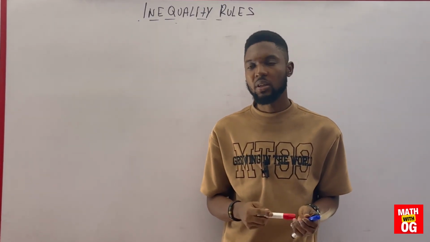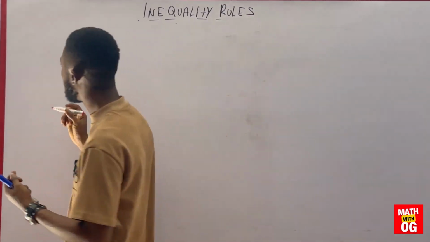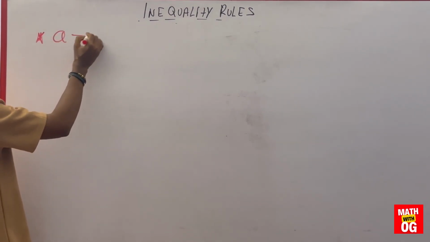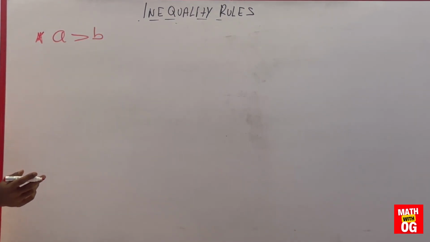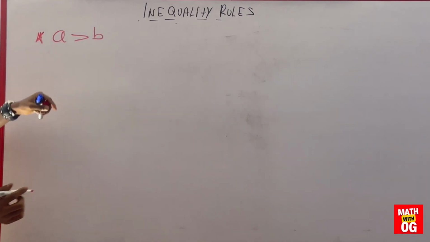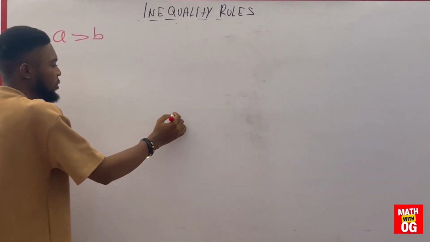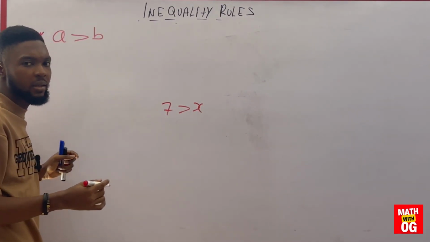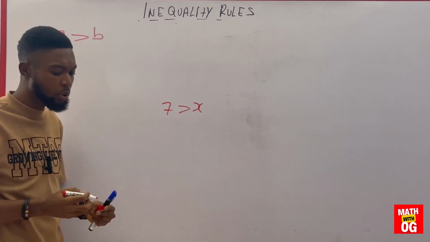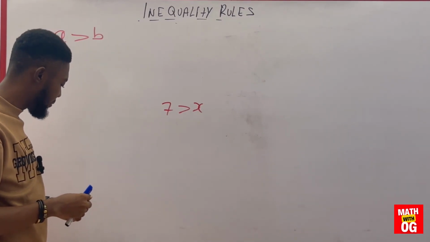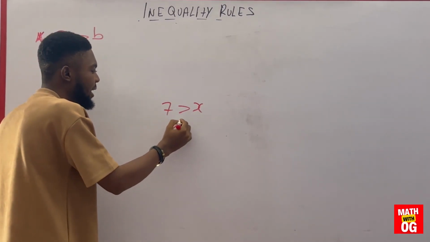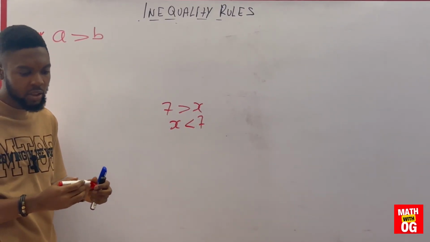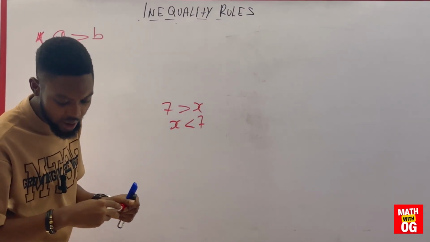Now the very first rule states that whenever you have something like A greater than B, during the course of solving, you are getting A to be greater than B. For example, while solving, you are getting 7 greater than X. You want to make the final answer in such a way that X will be on the left hand side. Now, if you do that, you are going to have X less than 7, which makes sense because if 7 is greater than X, it means X must be less than 7.